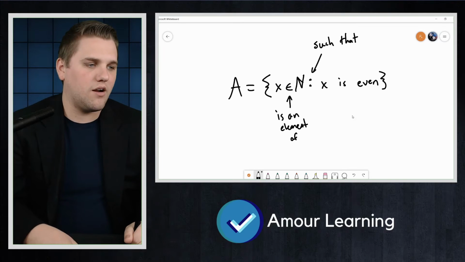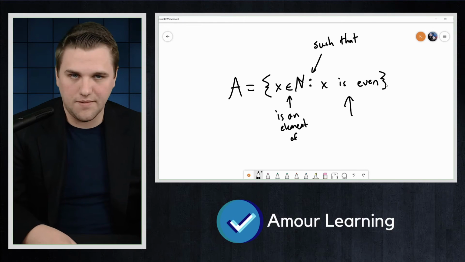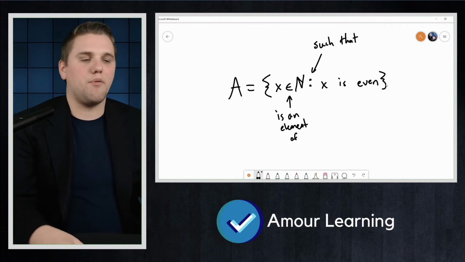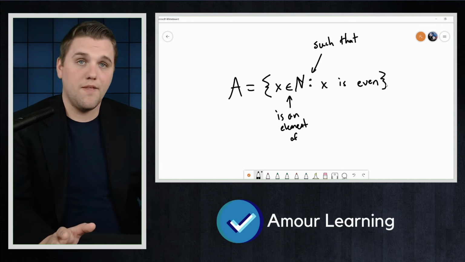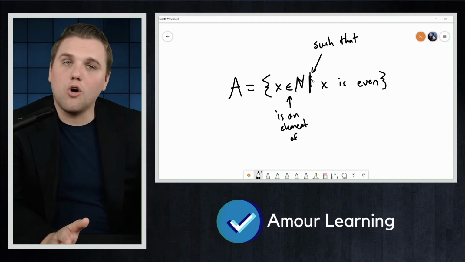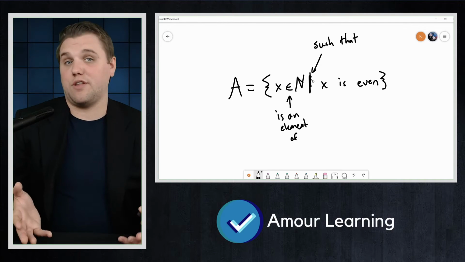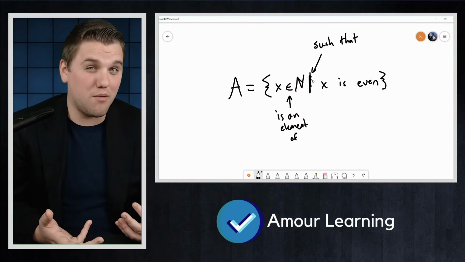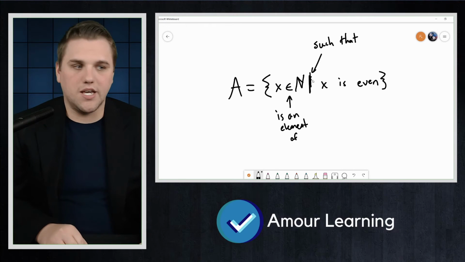And so this right here is a condition. Now, that being said, there's a couple things I should mention. First off, some mathematicians will use a vertical bar instead of colon, and that's perfectly fine. I'm actually more used to the vertical bar myself, but they both mean the same thing, such that.